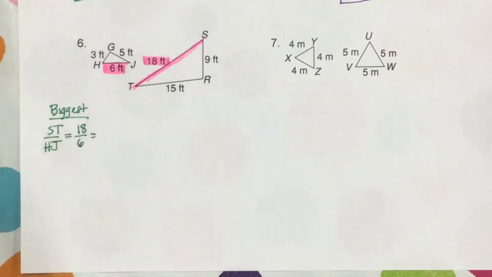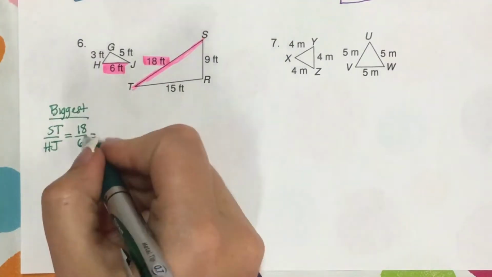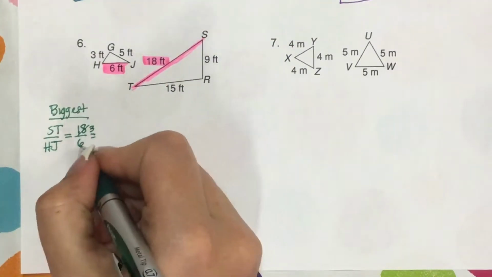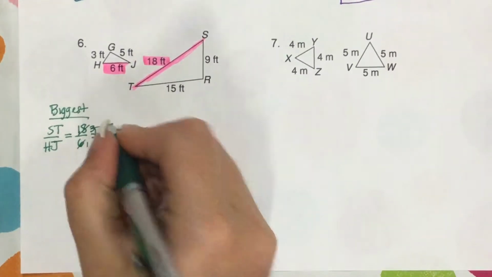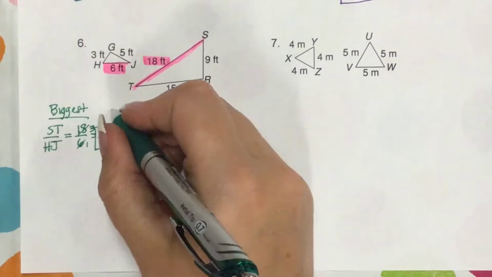I'm going to reduce these. So is there a common factor between 18 and 6? The answer is yes. 6 goes into both. 6 goes into 18 3 times. 6 goes into 6 1 time. So the ratio is 3 over 1. Okay, so that's the biggest side.